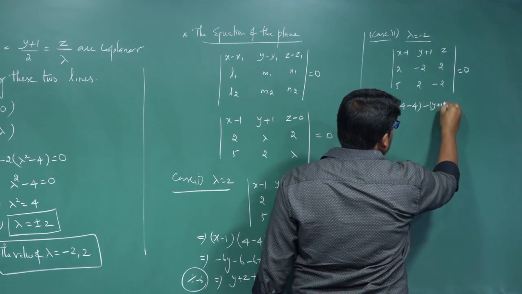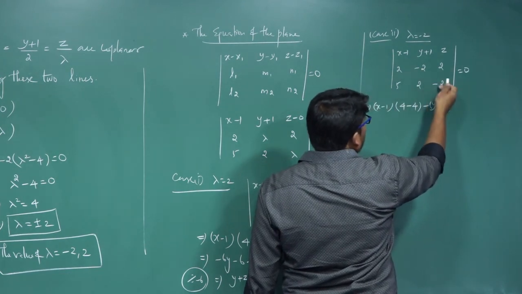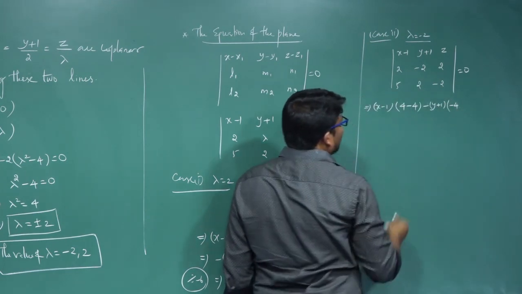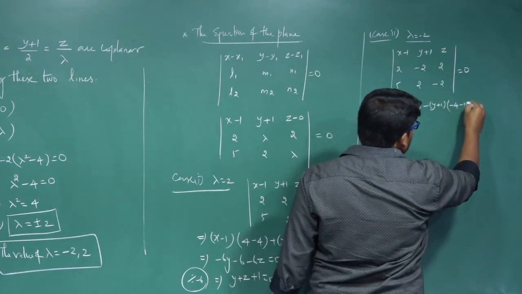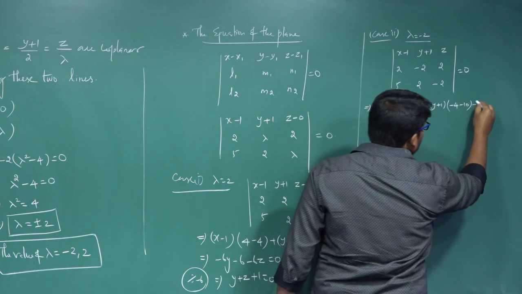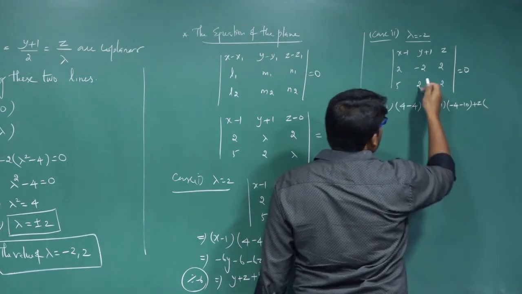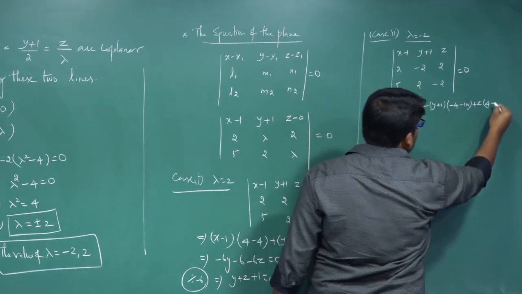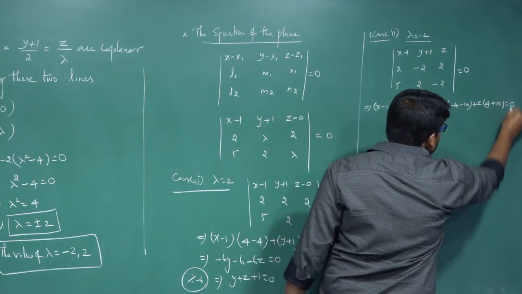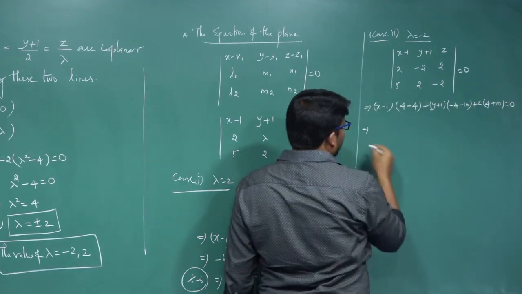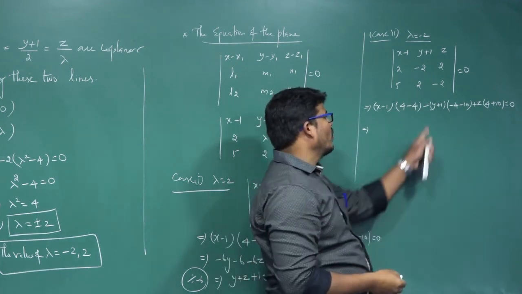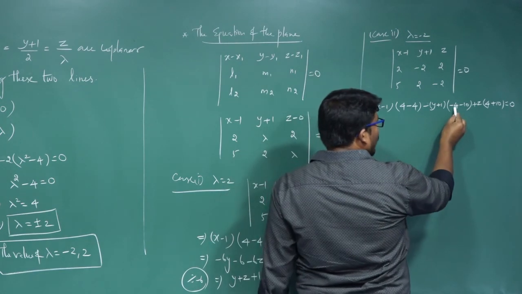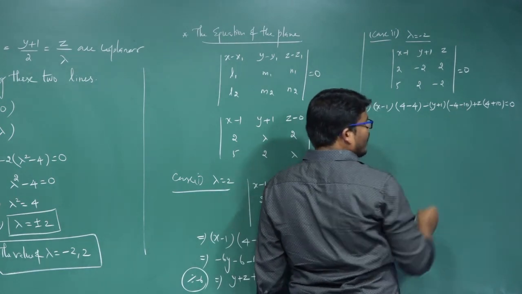Next, taking the element y plus 1 with a minus sign into 2 times minus 2 minus 4, 5 times 2 is minus 10. Taking the element z into 2 times 2 is 4, 5 times 2 is 10, plus 10 equal to 0. This implies 4 minus 4 is 0, and 0 times anything is 0. Next, minus 4 minus 10 is minus 14.